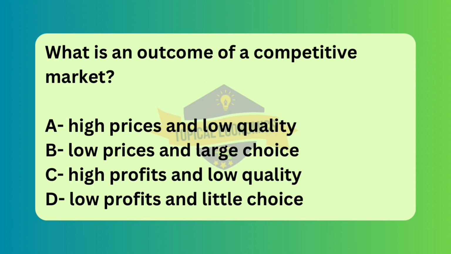What is an outcome of a competitive market? A. High prices and low quality. B. Low prices and large choice. C. High profits and low quality. D. Low profits and little choice. The correct answer for this question is option B. Low prices and large choice.